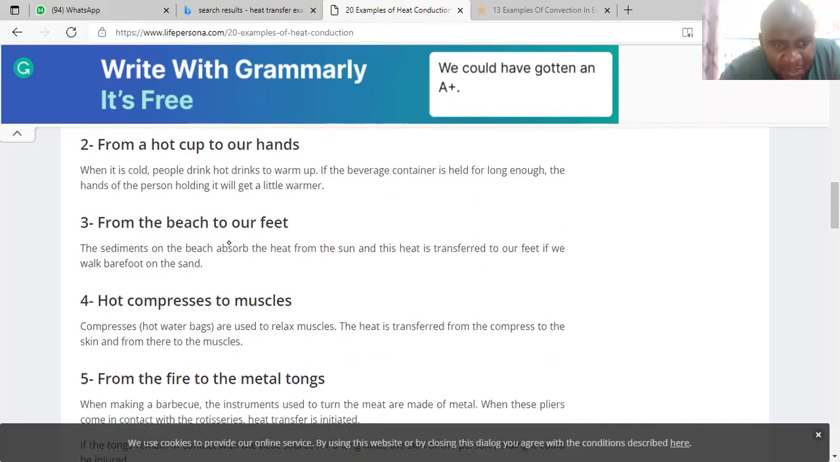Hot compresses to muscles. Compresses or hot water bags are used to relax muscles. The heat is transferred from the compress to the skin and from there to the muscles, so the muscles relax.